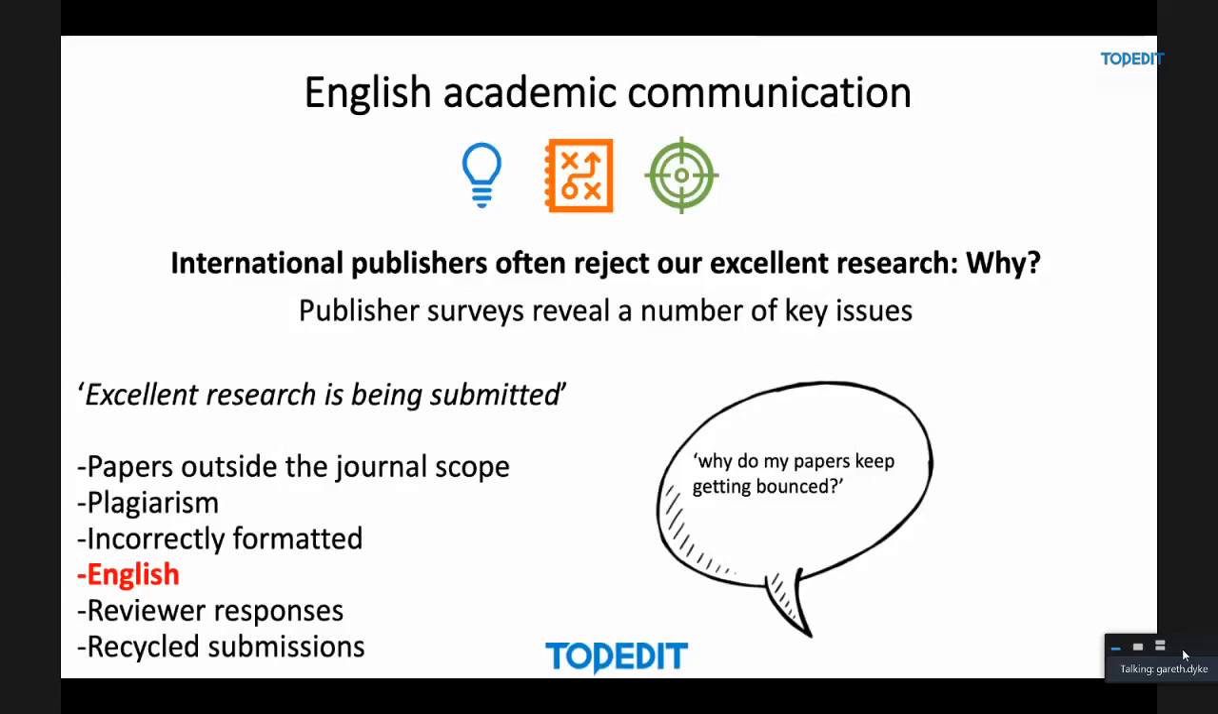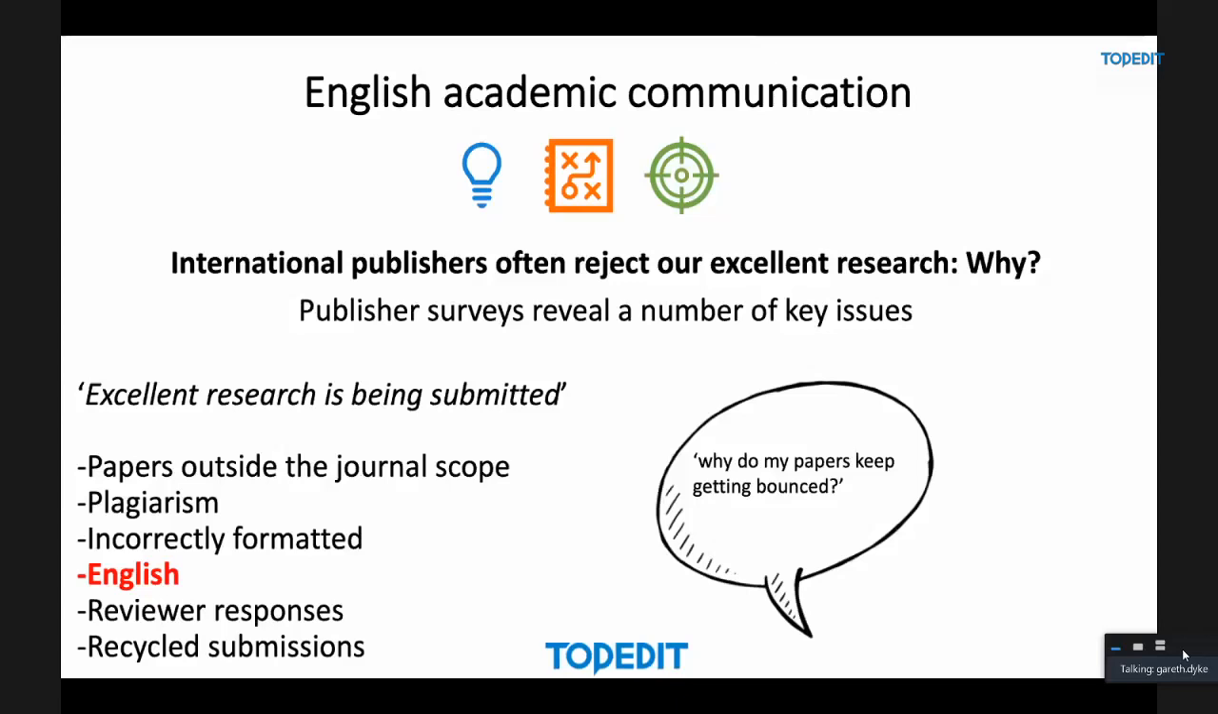International publishers often reject our excellent research. We all sit there and think, why has my paper been rejected again? Here are the results on this slide of a publisher survey. Big publishing companies control a lot of the academic publishing literature. They control access to lots of academic journals.